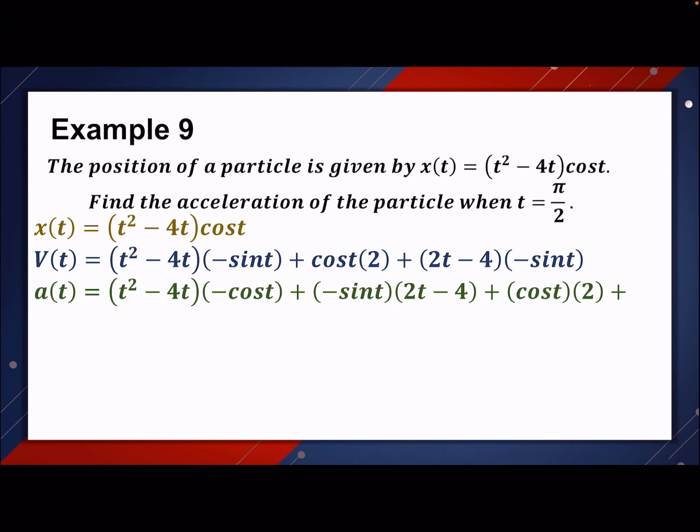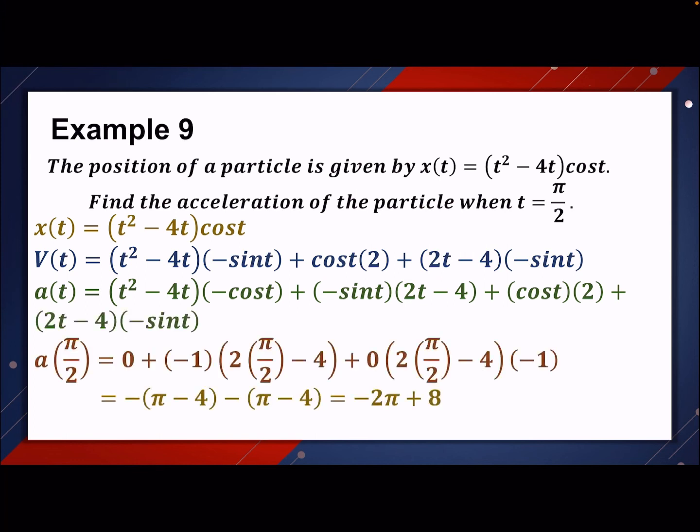So v(t) is equal to t squared minus 4t times negative sine t, plus cosine t times 2t minus 4. And the acceleration is equal to t squared minus 4t times negative cosine t, plus negative sine t times 2t minus 4, plus cosine t times 2t minus 4, plus 2 times negative sine t.